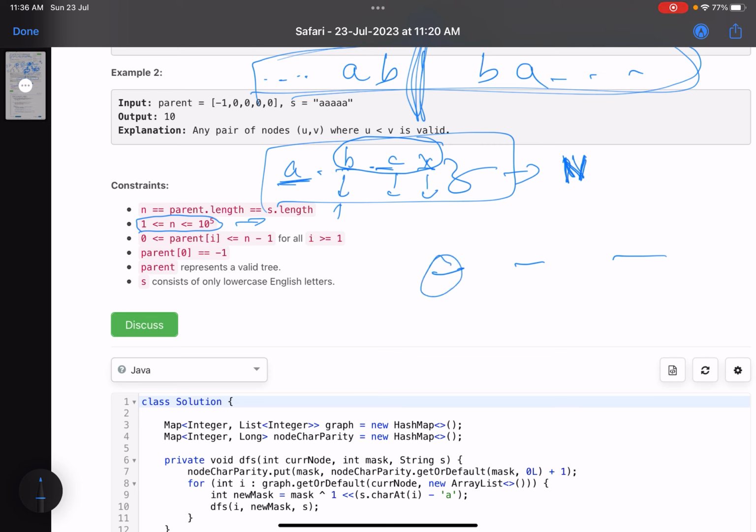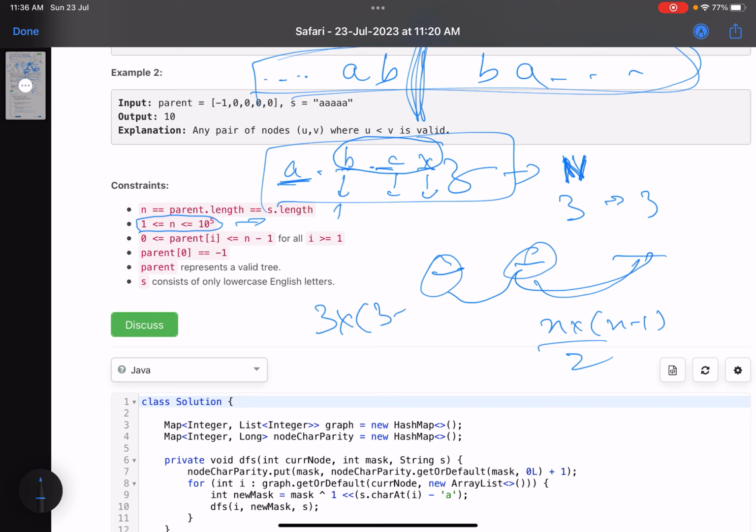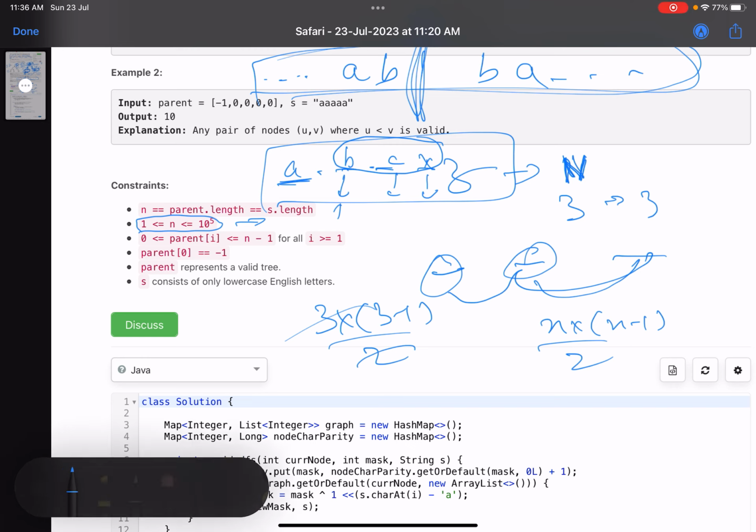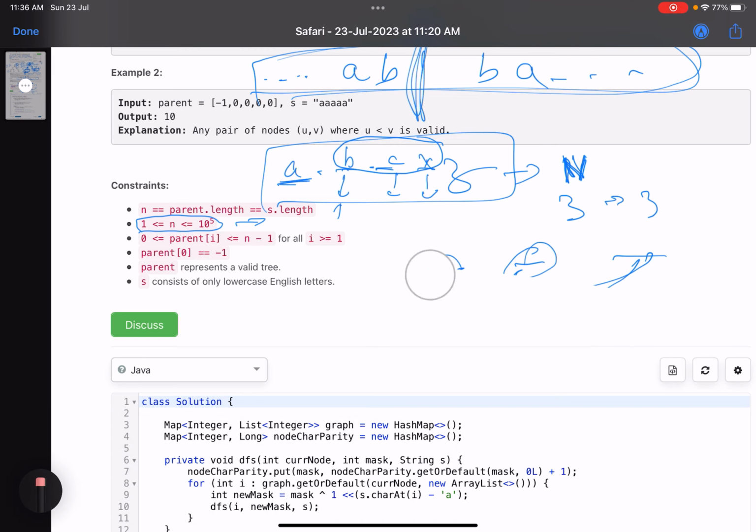So this guy can form a pair with this and this. This guy can form a pair with this. So total 3 pairs, right? So for n, it will be n into n minus 1 by 2. So for 3, it will be 3 into 3 minus 1 by 2. Getting it? This is the first part where the parity is same, right? I hope you got this point, right? When the parity is same, what happens?